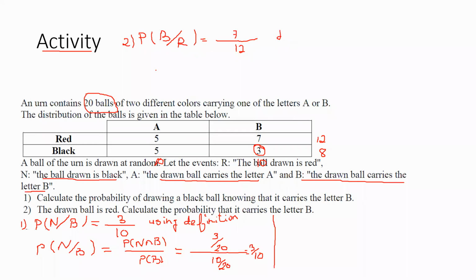Can we use the rule? Using the rule, P of B intersection R over P of R. Probability of B intersection R over probability of R equals what is B intersection R?